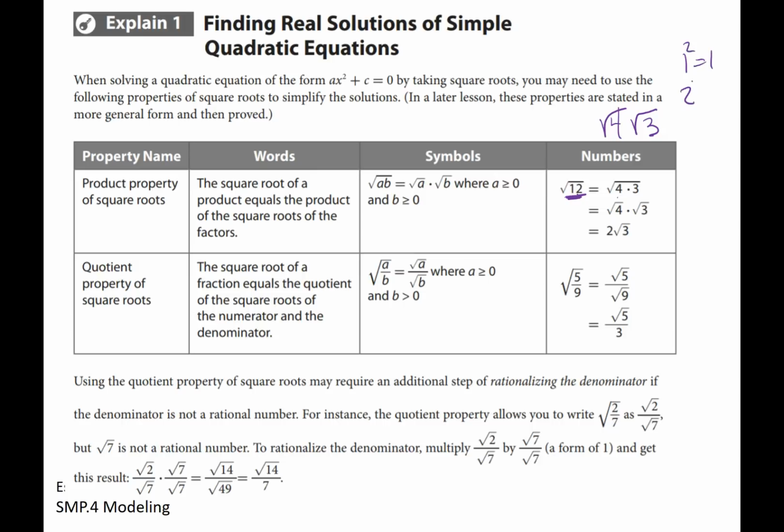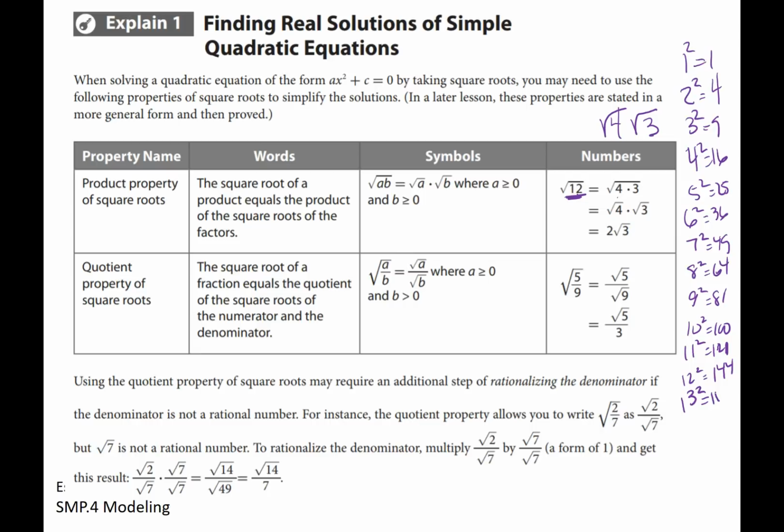1 squared is 1. It's not a bad idea to write this in the left-hand column somewhere. 2 squared is 4. 3 squared is 9. 4 squared is 16. 5 squared is 25. 6 squared is 36. 7 squared is 49. 8 squared is 64. 9 squared is 81. 10 squared is 100. 11 squared is 121. 12 squared is 144.